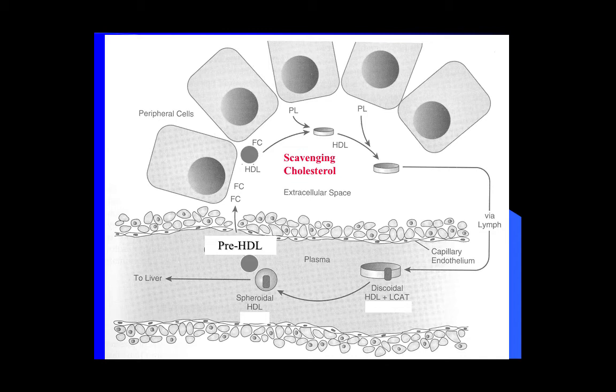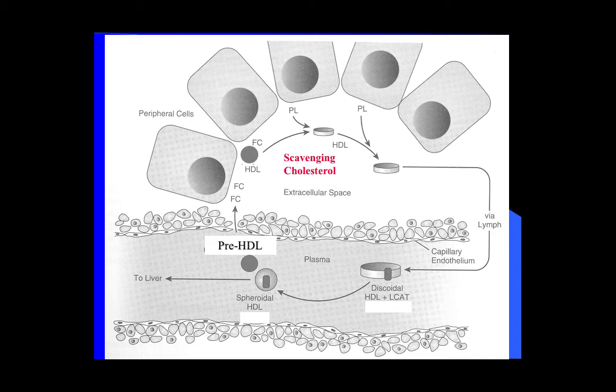So here's kind of an overview of what it looks like. I tried to clean this up in some program. Hopefully it looks okay on your printouts. So blood, obviously, endothelial cells, underlying cells, including these. FC is free cholesterol. So here's the way HDL work.